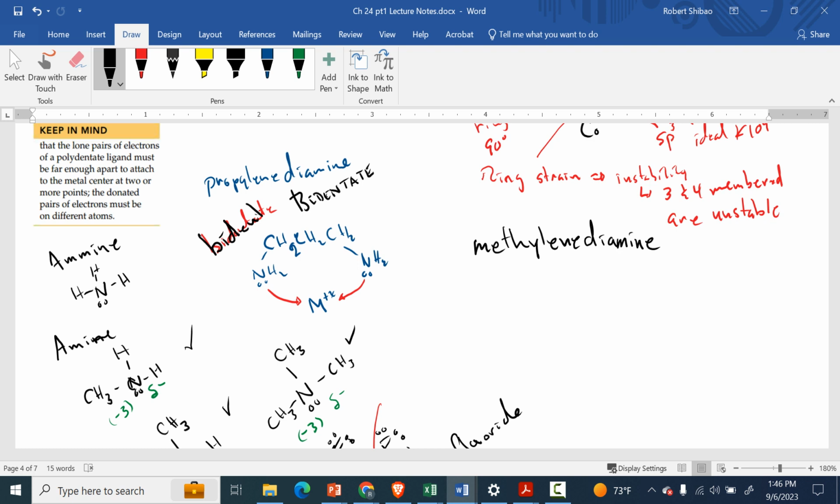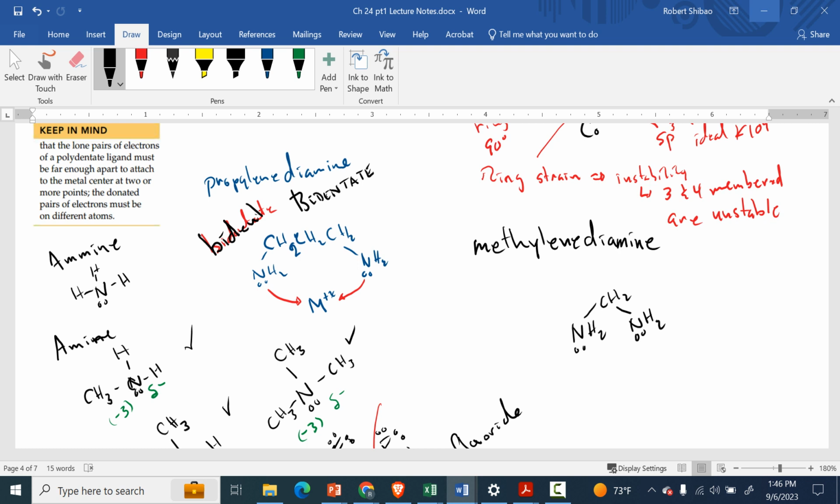Methylene diamine should be good. And so we'll start off with an amine here, and then we're going to attach it to a CH2. And then we're going to attach that to another amine. Methyl's 1 carbon, so we're going to have a 1 carbon chain. So it's just going to be CH2 there. Okay, now what's going to happen if this binds? What is it going to look like?